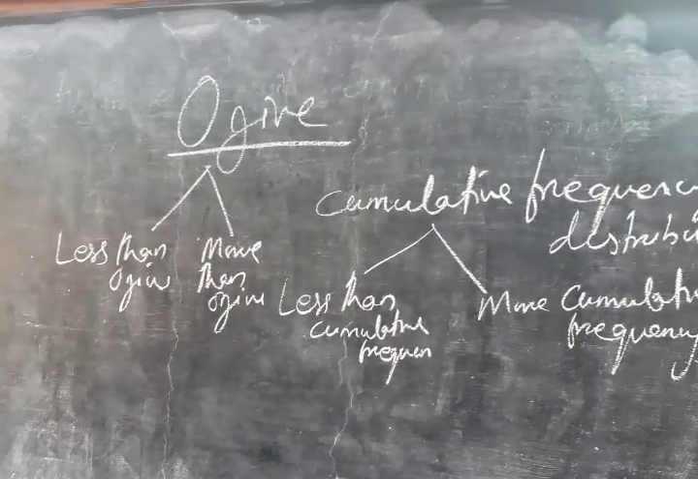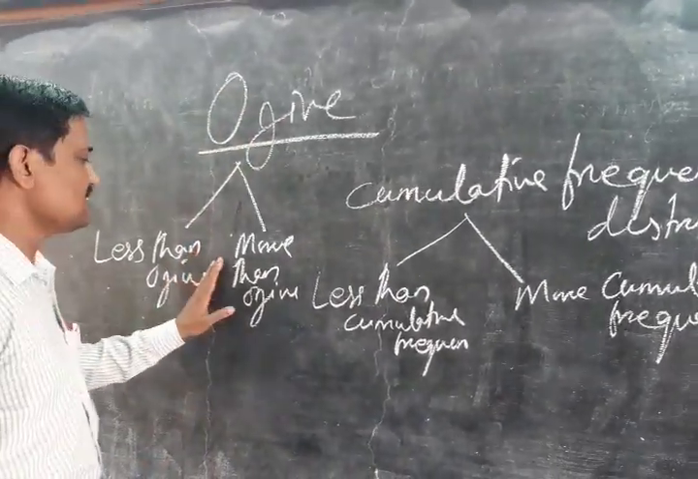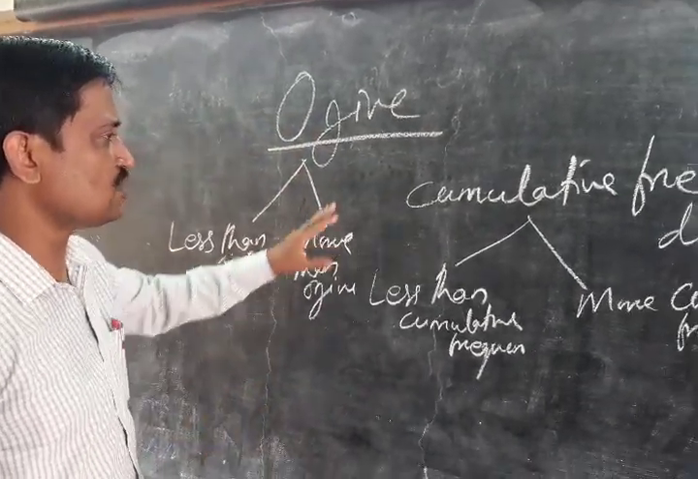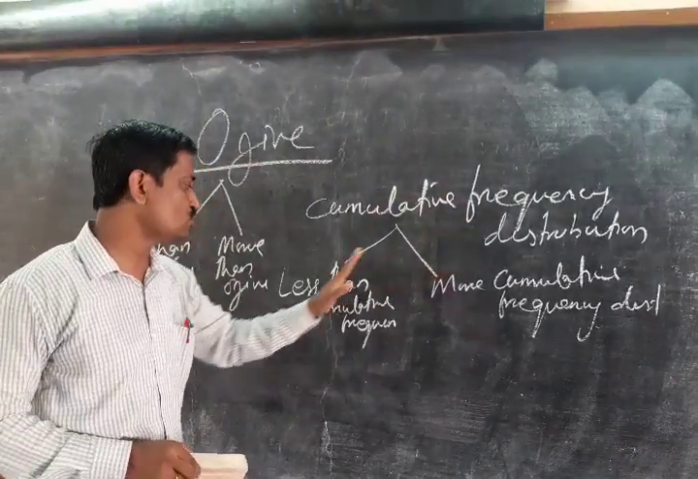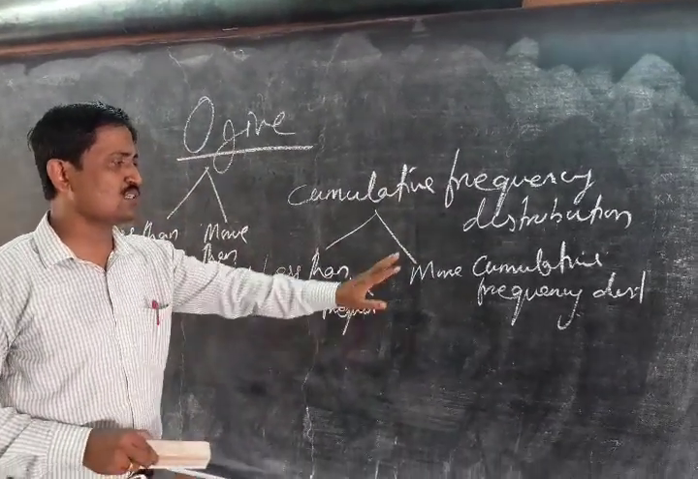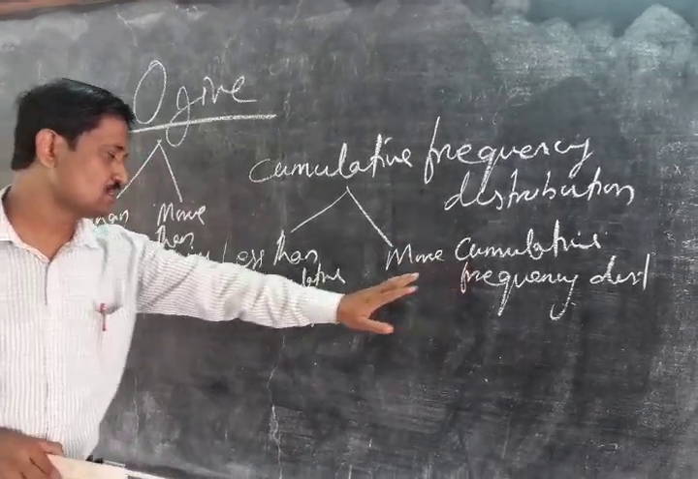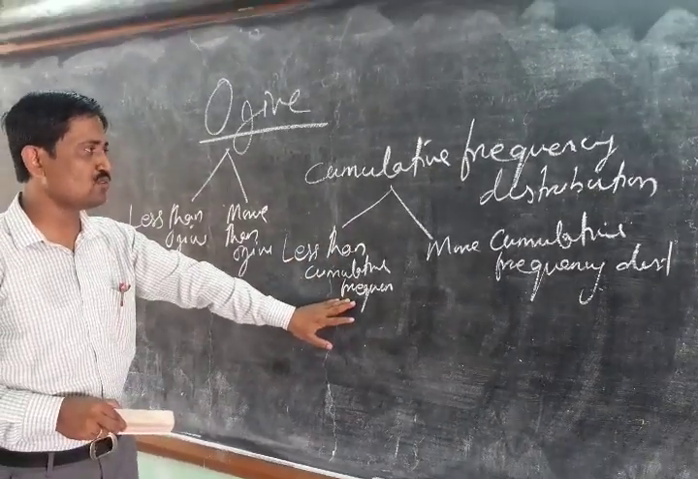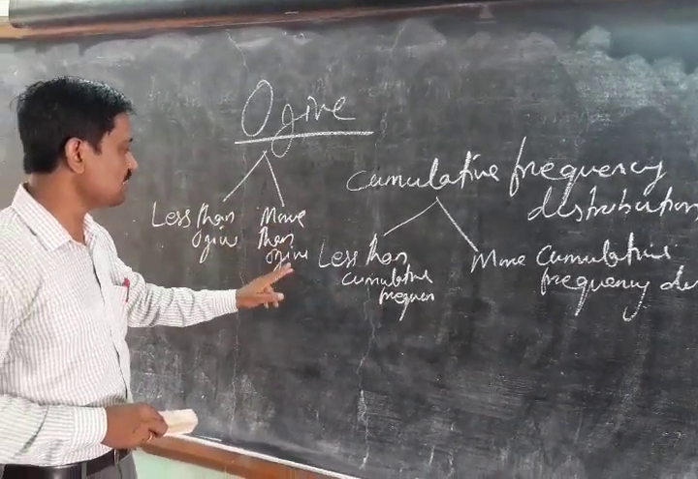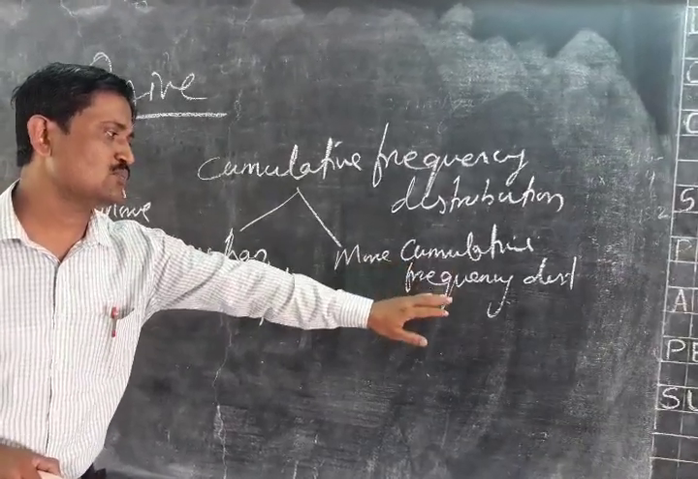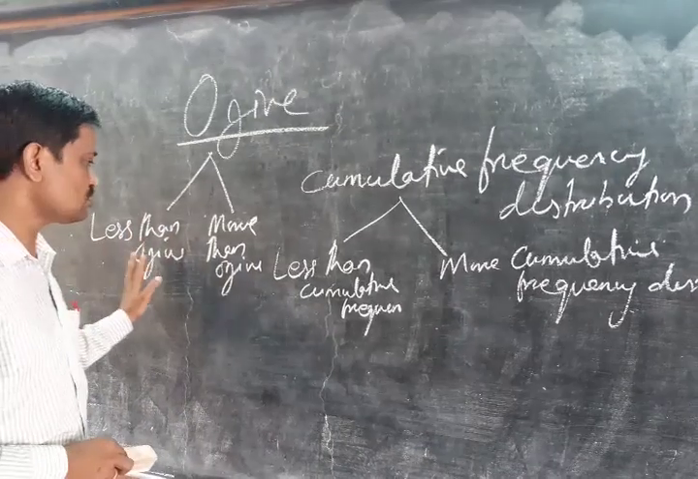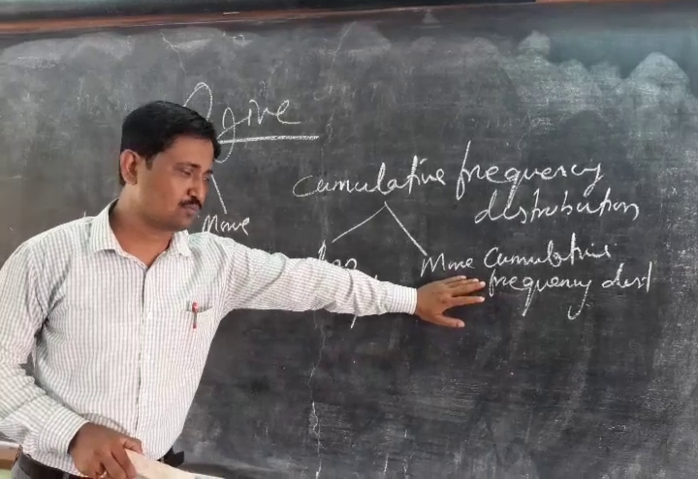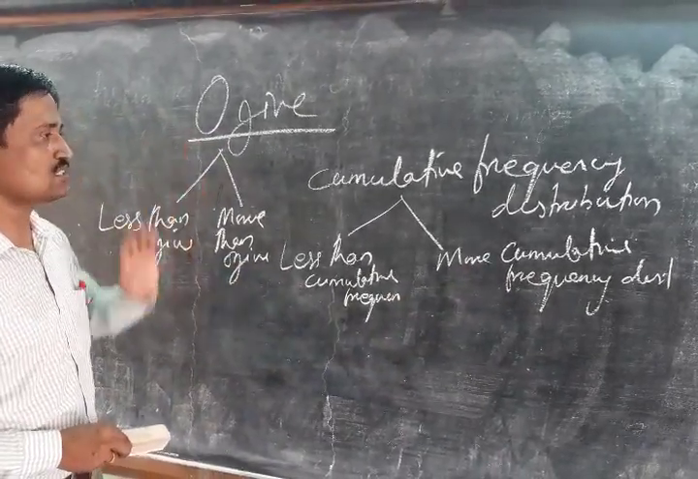So how to construct ogive? We will now discuss how to construct ogive. While constructing ogive, one has to first convert the normal frequency distribution into less than cumulative frequency distributions or more than cumulative frequency distributions. If we are constructing less than ogive, then we have to construct the less than cumulative frequency distribution. If we are constructing more than ogive, then we have to construct the more than cumulative frequency distribution. After constructing these, we can go for constructing ogive.